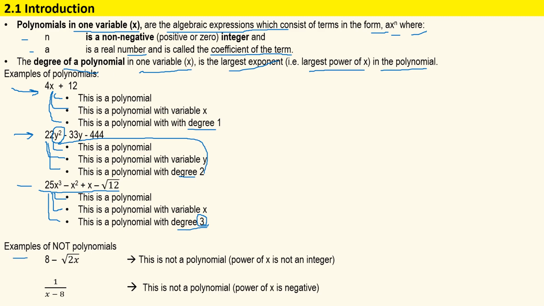There are some other expressions. For example, 8 minus square root of 2x. This is not a polynomial because the power of x is not an integer. Another expression, 1 divided by x minus 8. This is not a polynomial because the power of x, that is the power of the variable, is negative.